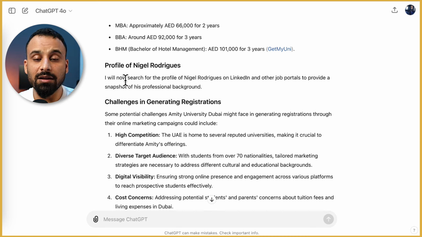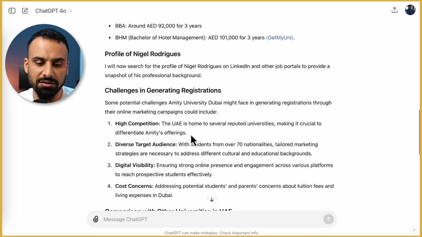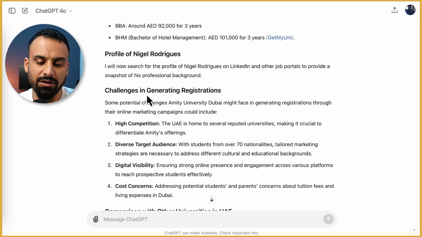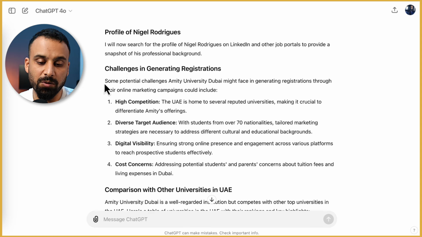Profile of Nigel, the person I'm meeting. I will now search his profile on LinkedIn and other job portals for a snapshot of his background. Challenges in generating registrations. Okay, let's see why this was not generated. Sometimes you have to ask again for ChatGPT to give you a response.